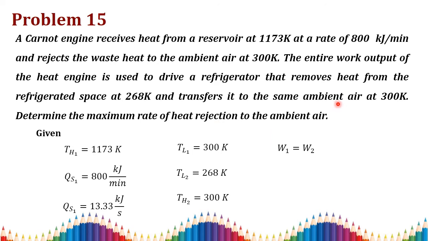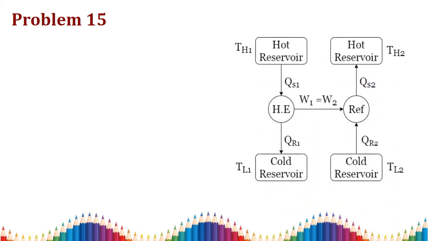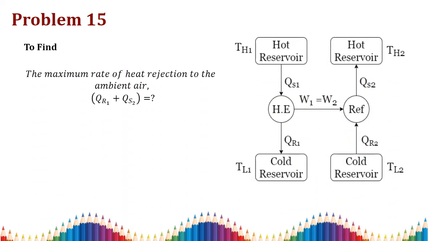Here heat is rejected to the ambient air, and here another waste heat is released to the ambient air. So this is QR1 and here it is QS2. We need to find QR1 plus QS2. For better understanding, we can draw the diagram. Consider one heat engine, which receives heat from the hot reservoir at 1173 Kelvin, some amount of heat supplied, and also rejects heat to the cold reservoir. This temperature is 300 Kelvin, that is the ambient air.